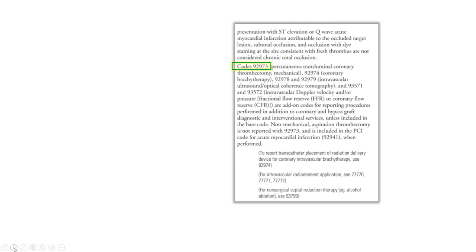You cannot report non-mechanical aspiration thrombectomy with 92973. This non-mechanical aspiration thrombectomy is included in the PCI code for an AMI.